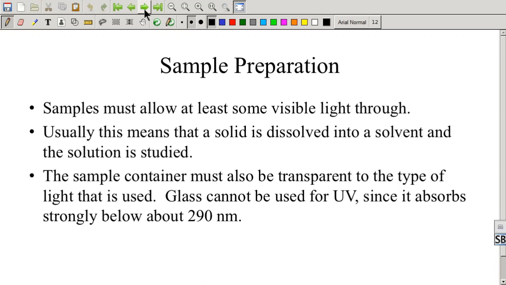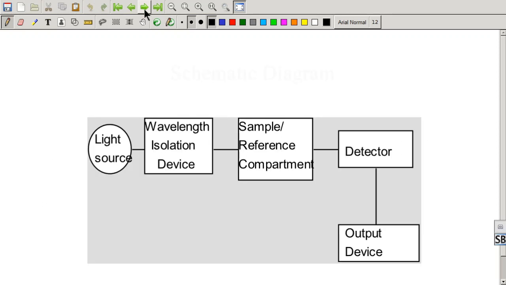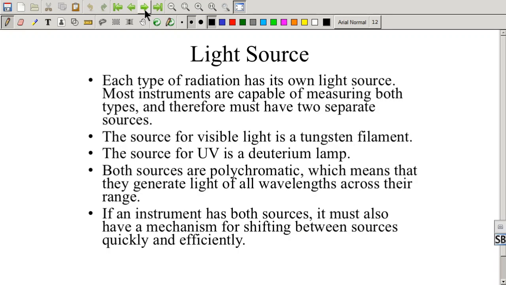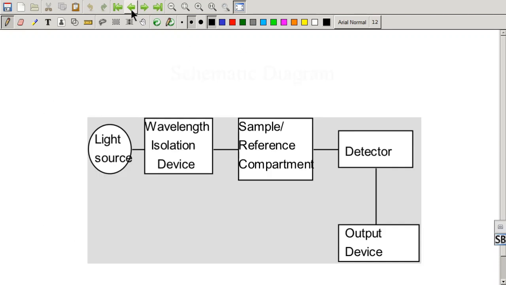Okay. The other thing is you want the container your sample is in to be transparent. This is a problem if you're going to be doing ultraviolet spectroscopy. If you use glass or plastic in ultraviolet spectroscopy, the containers are no longer transparent. And this is something, where do I have that? Somewhere in here I have a slide on choose your material wisely.